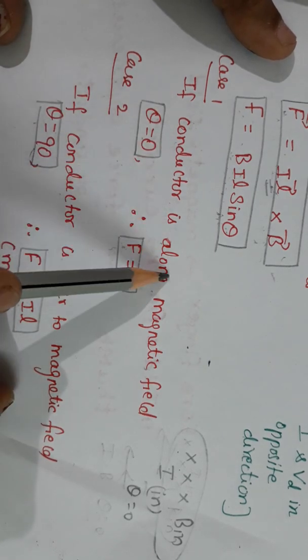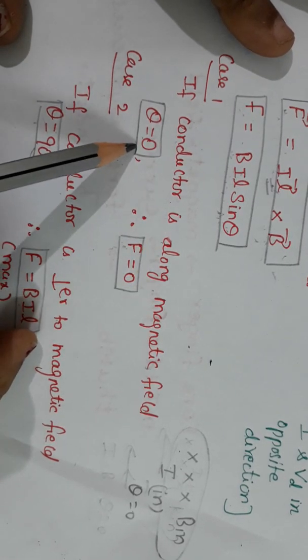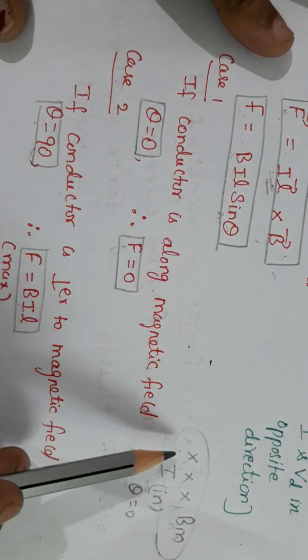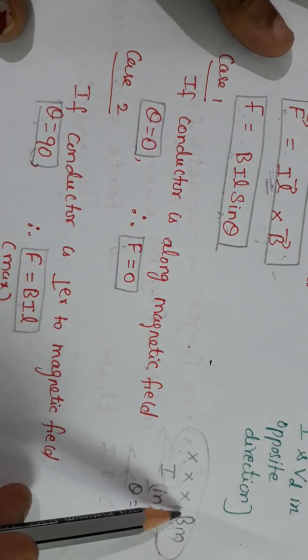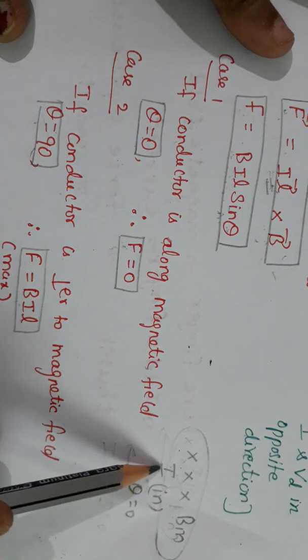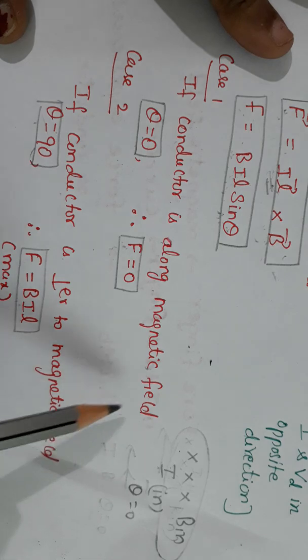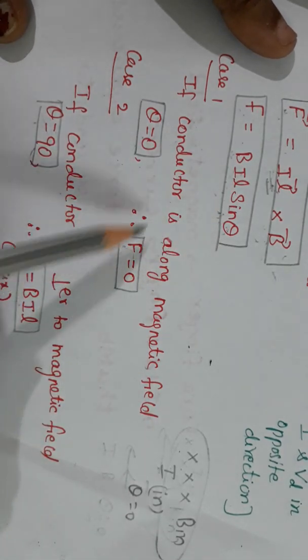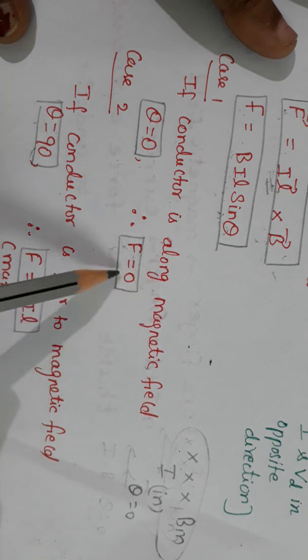If the conductor is along the magnetic field, then theta is 0. What is theta, children? It is the angle between the IL vector and the B vector. Already you know that the magnetic field is perpendicularly inward. Same way the current carrying conductor is also perpendicularly inward, means theta will be 0, right? Now theta is 0 means F becomes 0. So in this case, if the conductor is along the magnetic field, F will be 0.